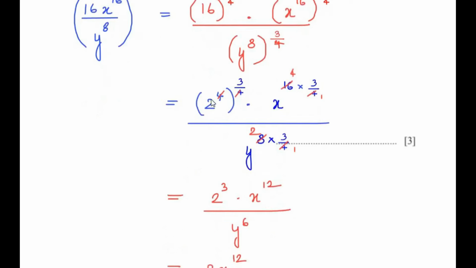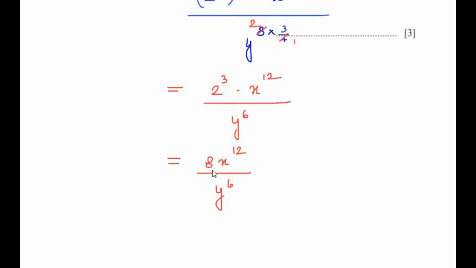Now simplifying this, we get 2 to the power of 3 times x to the power of 4 times 3 is 12 over y to the power of 2 times 3 is 6. Now 2 cube is 8. So we have written here 8 times x to the power of 12 divided by y to the power of 6. Now this is our final answer.